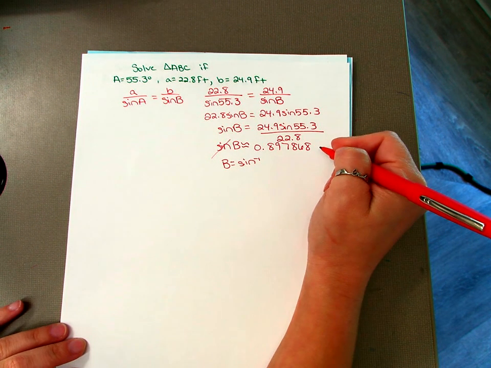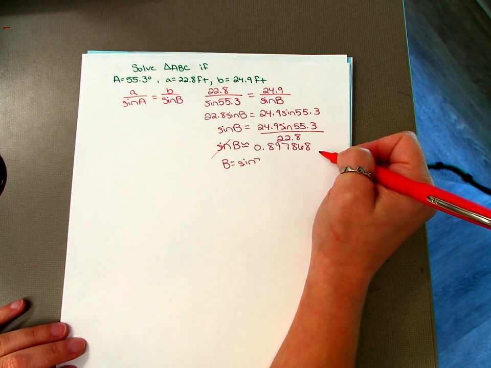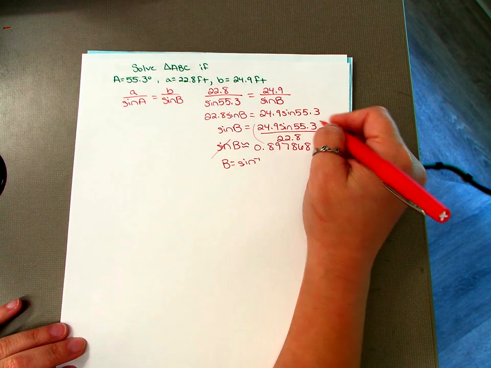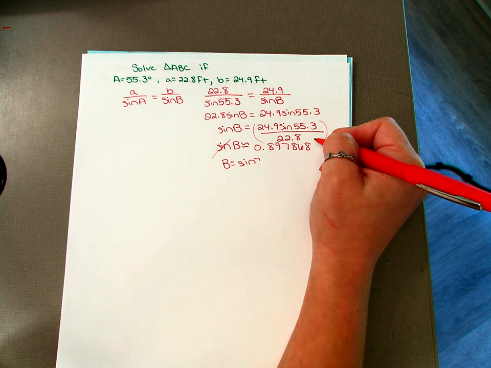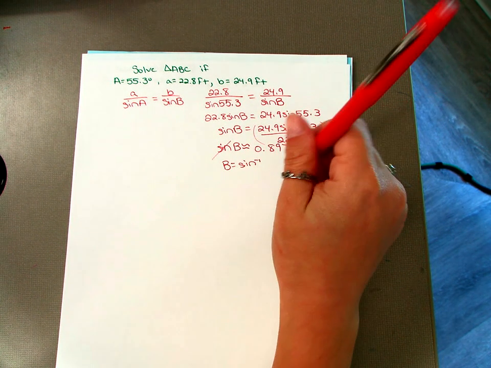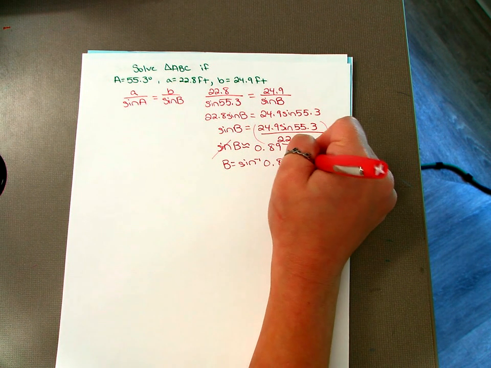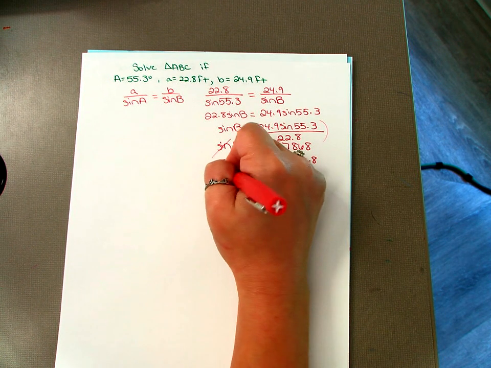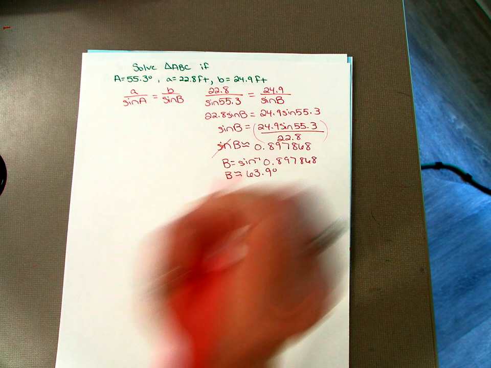Now, if you have a calculator that already computed out the decimal, you can type it in and that should be fine. You could also go ahead at the step up here and do sine inverse of all of this to leave it with as minimal rounding as possible. 0.897868. So we find that B is approximately 63.9 degrees.